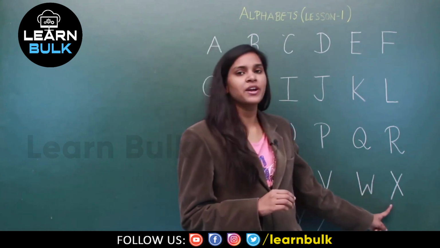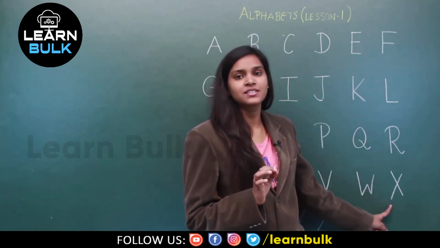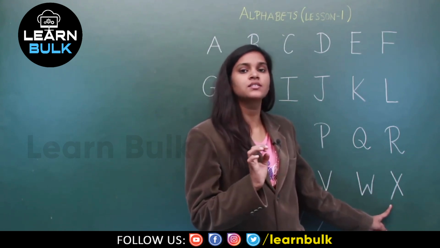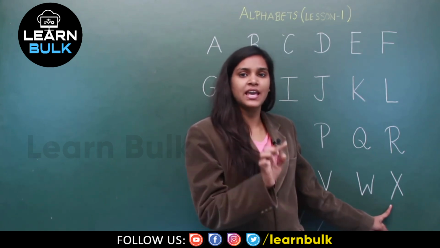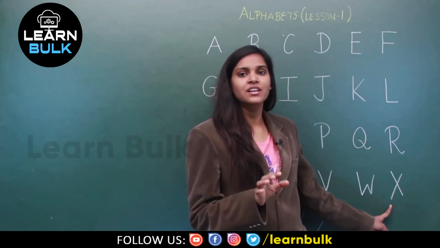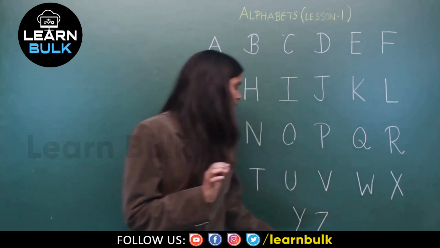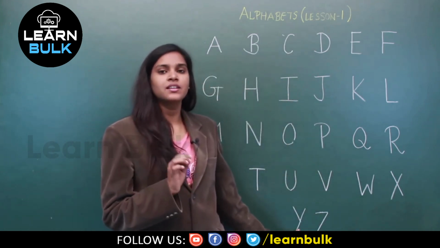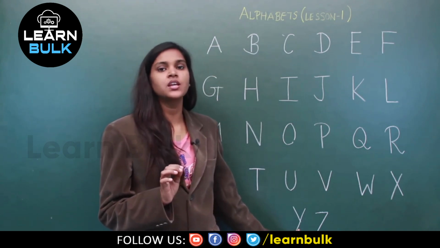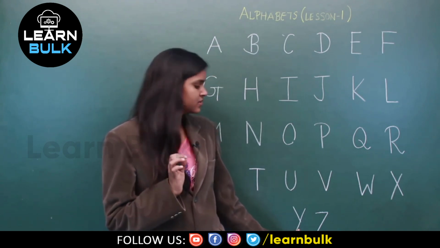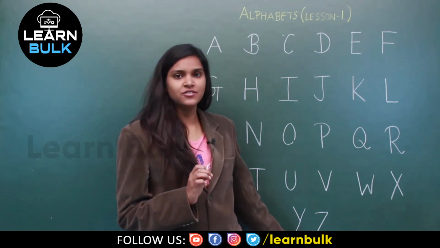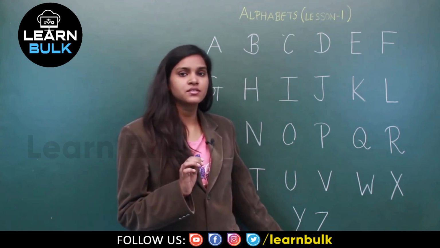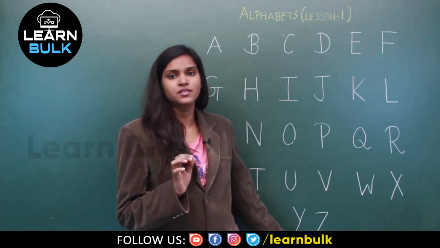Let's come to the next alphabet and that is X and the sound that it makes is Ks. It's like saying K and S together. The next alphabet is Y and the sound that it makes is Y. The next alphabet is Z, and the sound that it makes is Z.